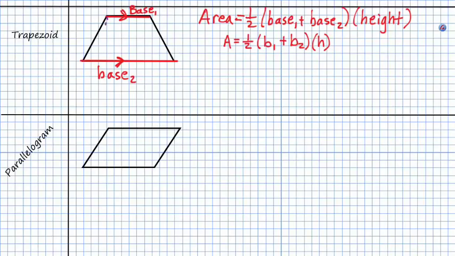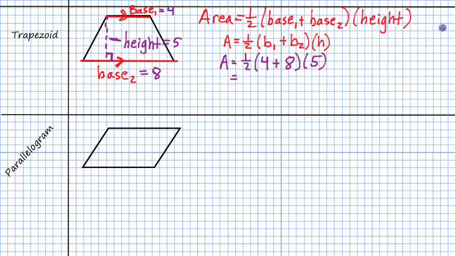Then my height will be the distance between them. So it's a straight line distance, which means that we're going to treat it as a line which is perpendicular. And so this will be the height. So if we say that base 1 is equal to 4, the height is equal to 5, and base 2 is equal to 8, then our formula will work out like this. We have A is equal to 1/2 base 1 plus base 2. Base 1 is 4 plus base 2 is 8. And then the height is 5.